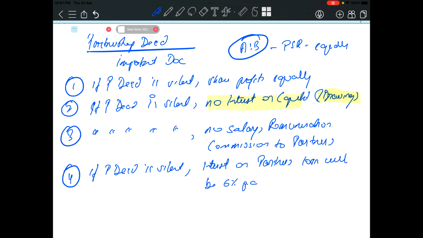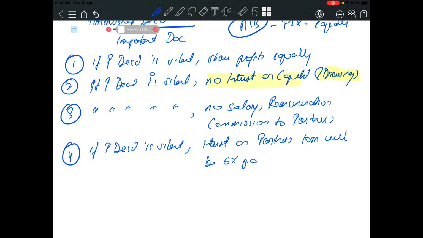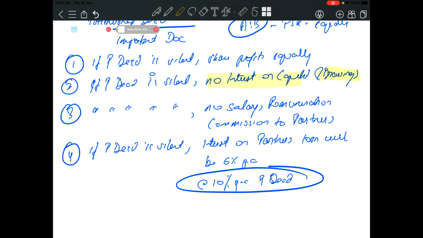If nothing is mentioned in the partnership deed, partners will be entitled to interest of 6%. And if 10% is mentioned in the partnership deed, can the partnership firm give 10% interest on the loan? Yes, they can do that, provided this is mentioned in the partnership deed. If nothing is mentioned, they will get 6% per annum.